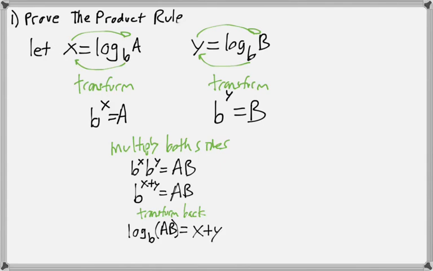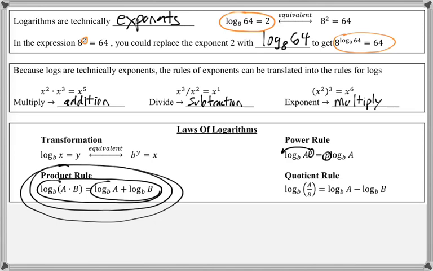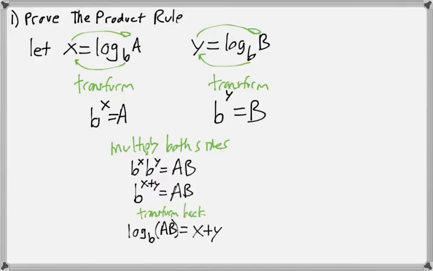Okay, so let's look back at what we're trying to get here. We're trying to show the product rule. So we're trying to get this statement to show up. And we have the left-hand side. We have log base b of a times b. And we just need to get it to be equal to log base b of a plus log base b of b. So again, we have the left-hand side. We just need to get the right-hand side to look like that. And it's kind of tricky how we do it. We actually just look back at our original statements.